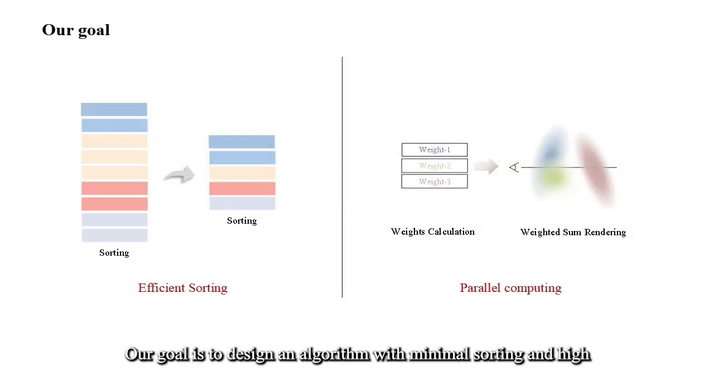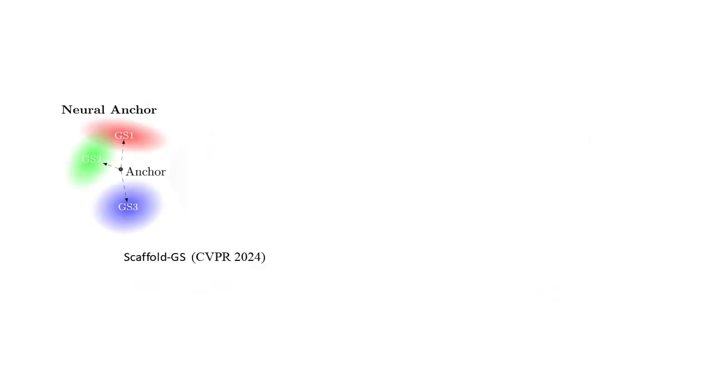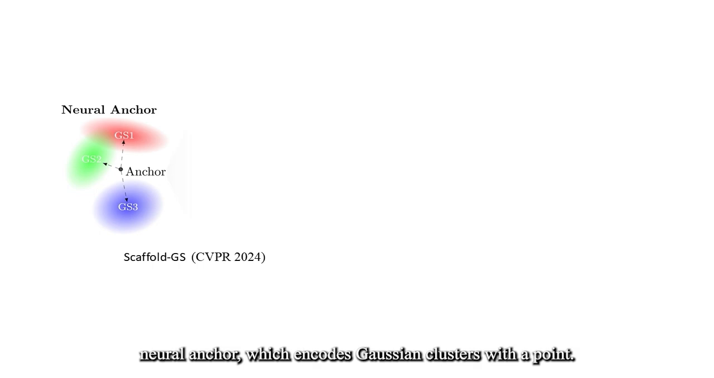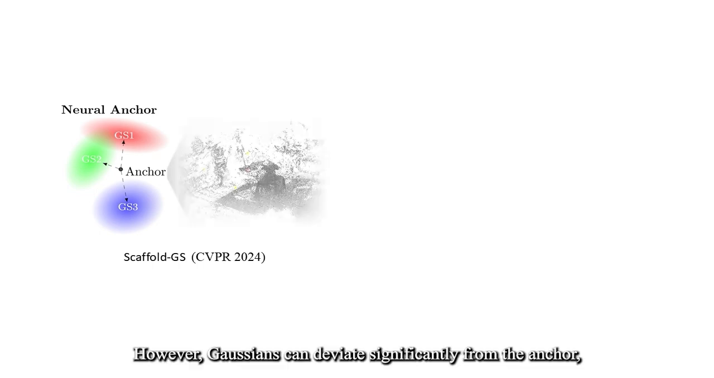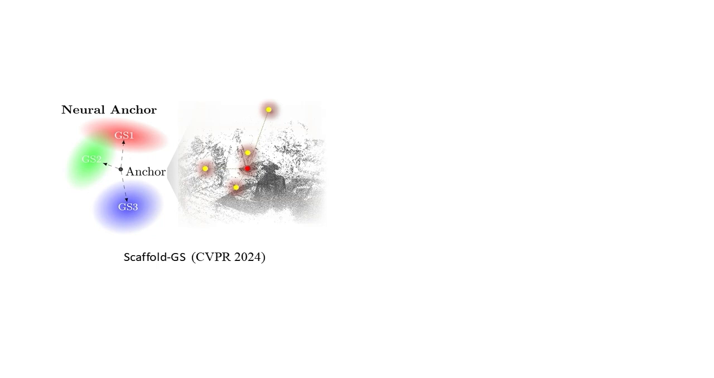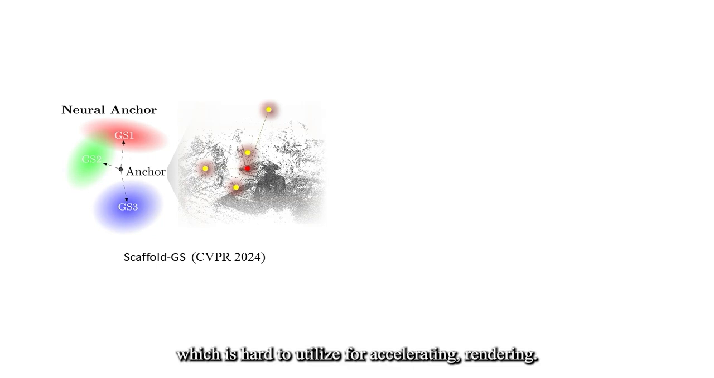Our goal is to design an algorithm with minimal sorting and high parallelism potential, suitable for resource-constrained platforms. We begin by revisiting the neural anchor, which encodes Gaussian clusters with a point. However, Gaussians can deviate significantly from the anchor, which is hard to utilize for accelerating rendering.